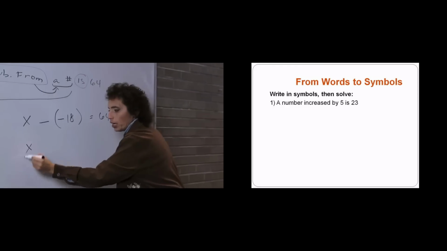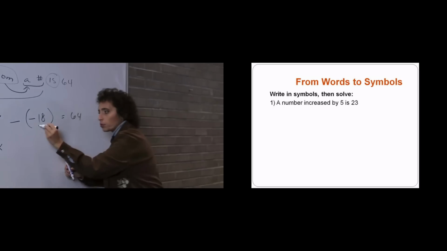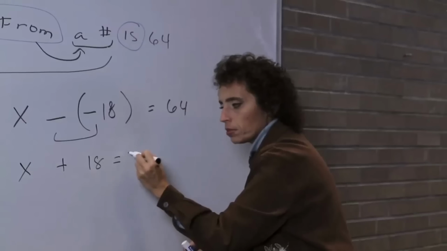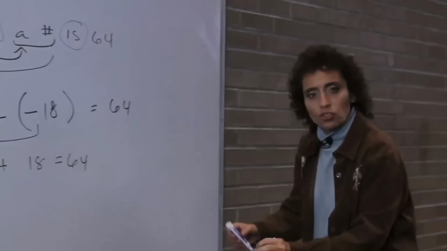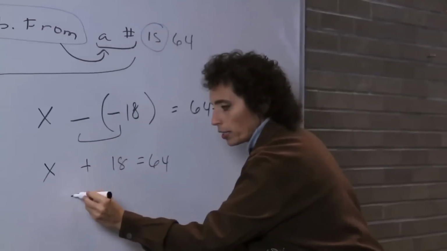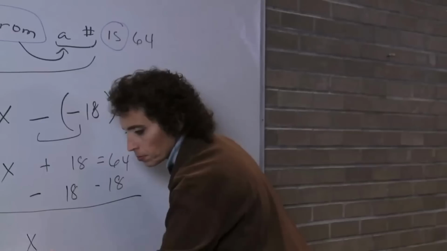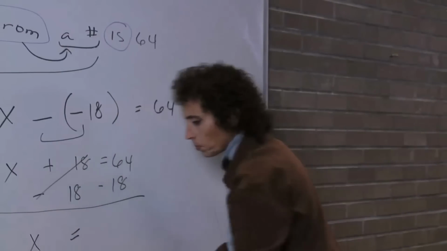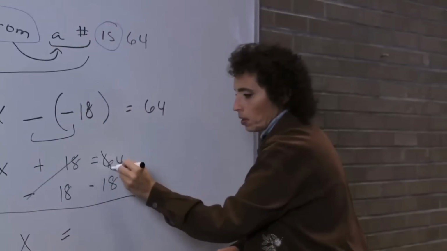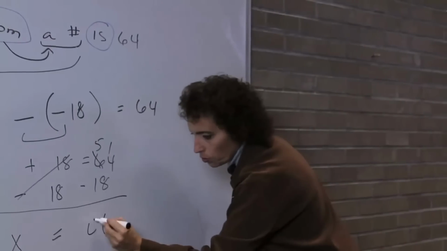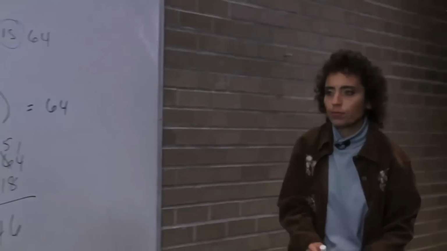And now we have a sign. You have two signs, so remember two signs become one. Signs are the same, that's a plus. Now we can solve that. We're going to subtract 18. Subtract 18. That's 6. 5 minus 1 is 4, so x is 46.